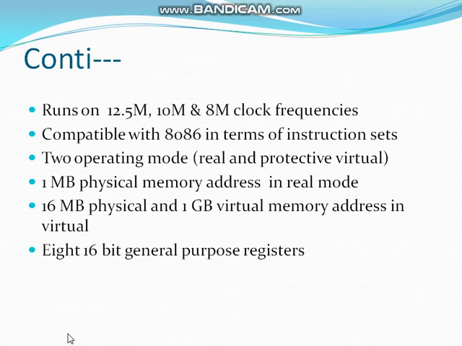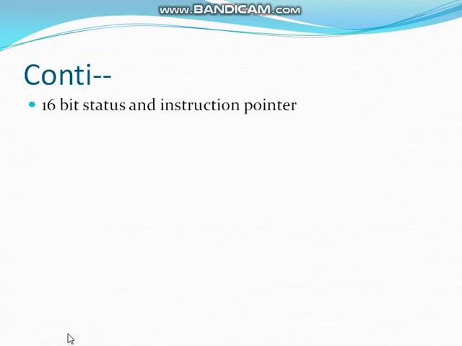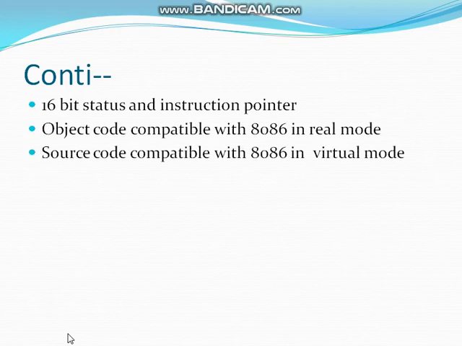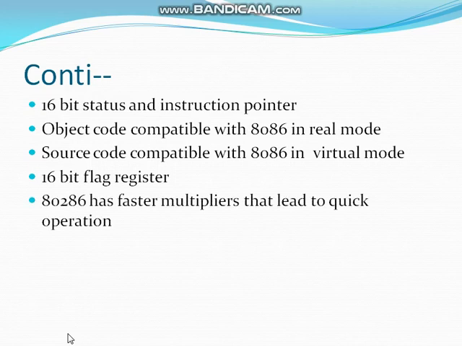It has 8 16-bit general purpose registers, 4 16-bit segment registers. It has a 16-bit status and instruction pointer. In real mode, it will support the object code. In virtual mode, it supports the source code of the 8086. It has a 16-bit flag register. It has a faster multiplier, that's why the speed of operation is very fast.